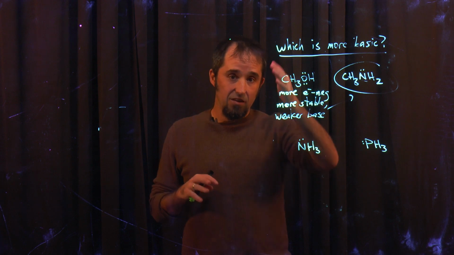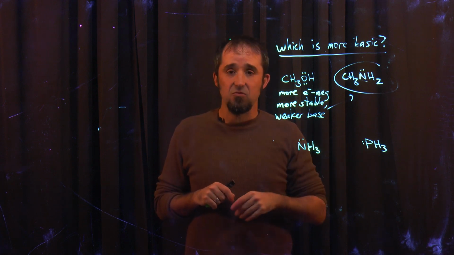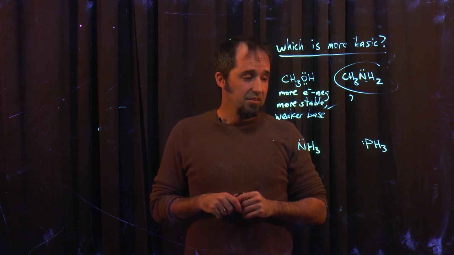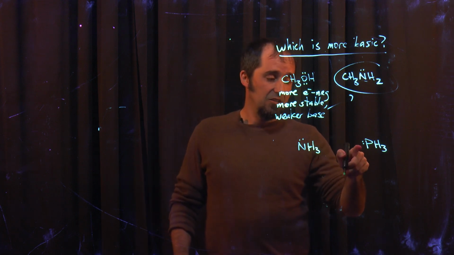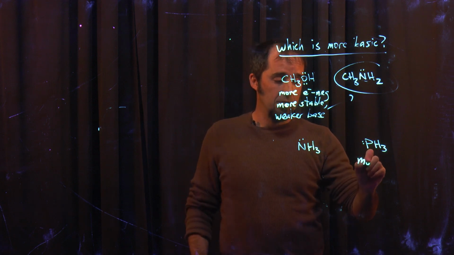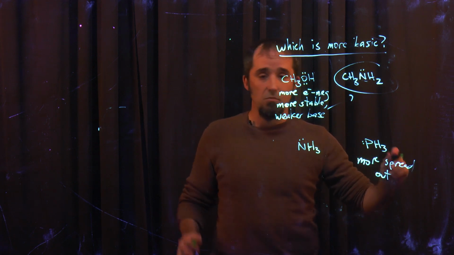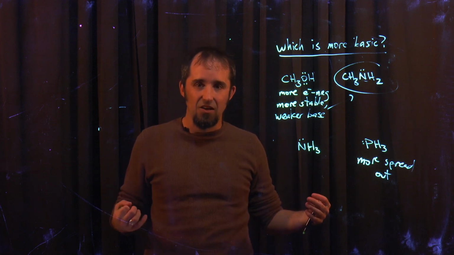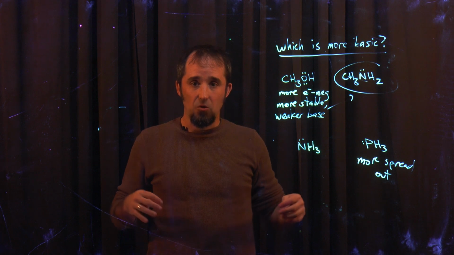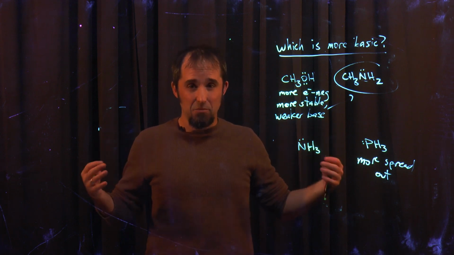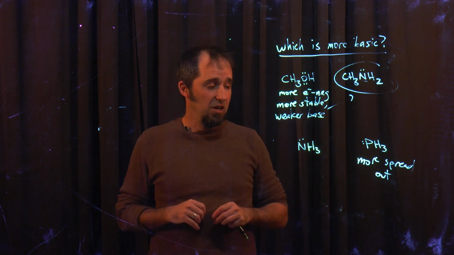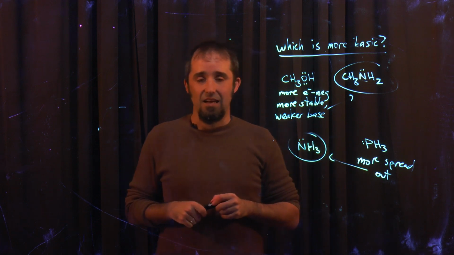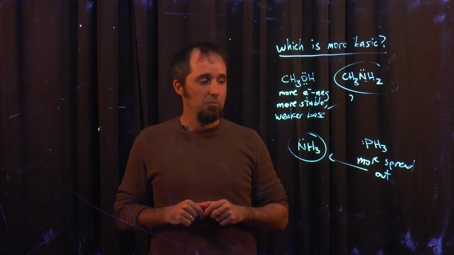Also, I can look at things down a column. So nitrogen and phosphorus. Phosphorus is below nitrogen in the periodic table. And so these electrons are more spread out. They're able to take up more room. They're able to minimize electron-electron repulsion. And so that lone pair is going to be stabilized by that reduction in repulsion. And so that means that this NH3 is going to be more basic than PH3.